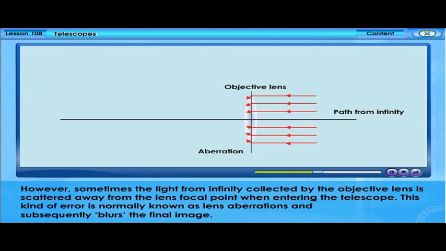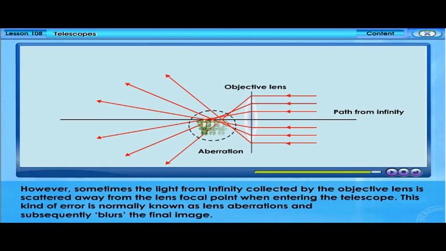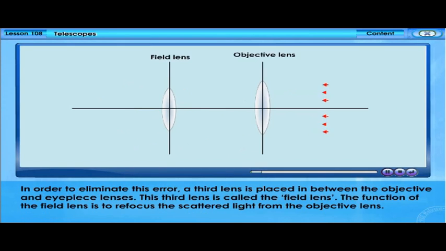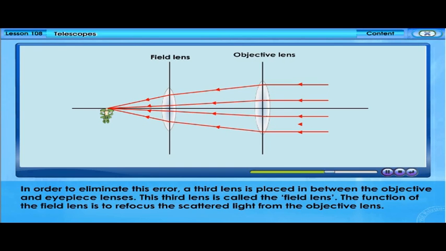However, sometimes the light from infinity collected by the objective lens is scattered away from the lens focal point when entering the telescope. This kind of error is normally known as lens aberration and subsequently blurs the final image. In order to eliminate this error, a third lens is placed in between the objective and eyepiece lenses. This third lens is called the field lens. The function of the field lens is to refocus the scattered light from the objective lens.